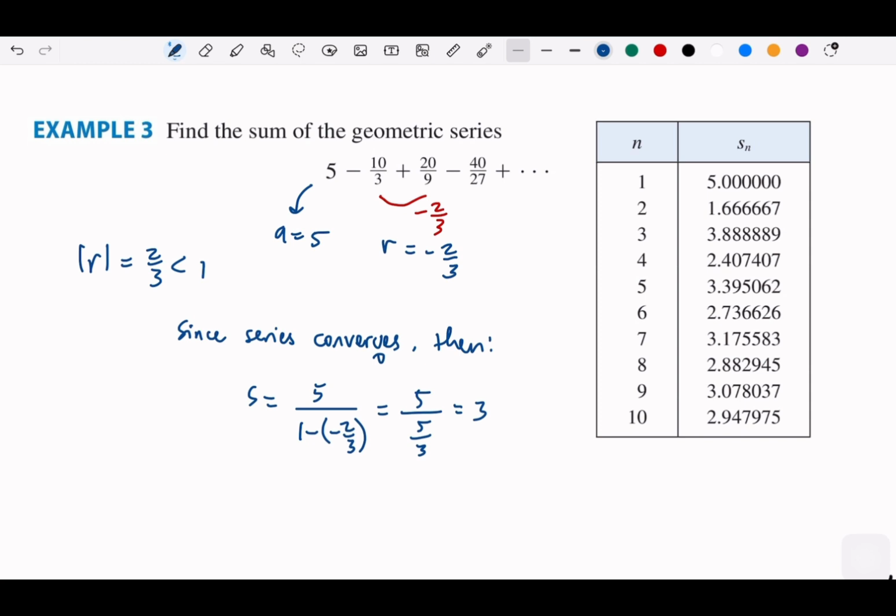that the Sn, the partial sums, if we increase the n from 1, 2, 3 until 10, at the beginning it doesn't seem to be converged, like 5, 1.6, 3.8, and as you increase, 2.4, 3.3, you will see that it is getting closer and closer, 3.17, 2.88, 3.07, and we will get closer to 3, which we could see that perhaps the behavior seems to be converging. Okay.